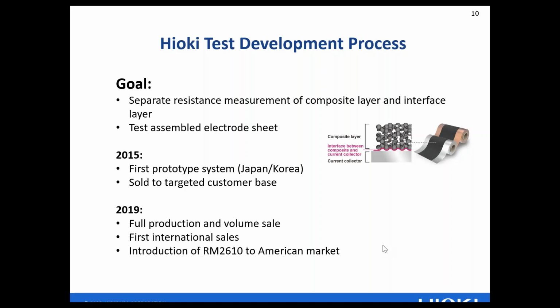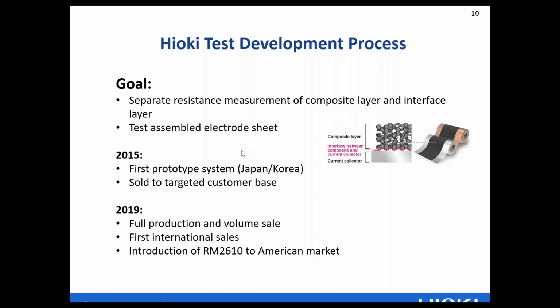The other thing that industry told us, our customers told us, is you have to do these measurements over an assembled electrode sheet, including the composite layer, the interface layer and the collector layer. So you cannot peel them apart or anything. That's just not acceptable to what our customers want.